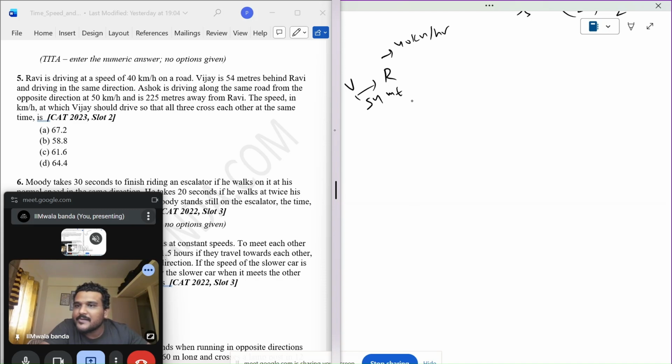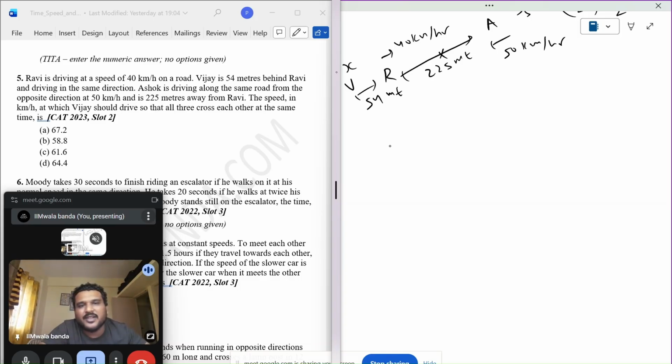Let's see. Ashok is driving along the same road from the opposite direction at 50 and is 225 meters away, and he is driving with 50 kilometers per hour towards them. The speed at which Vijay should drive so that all three cross each other at the same time. These two will definitely cross each other, but V speed we need to find. So it has to be more than 40 for sure so that it can bypass R and meet them so that they all cross each other at the same time.